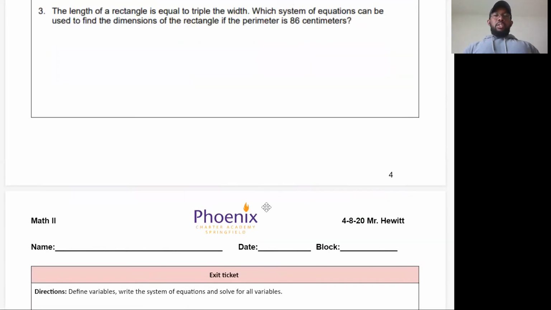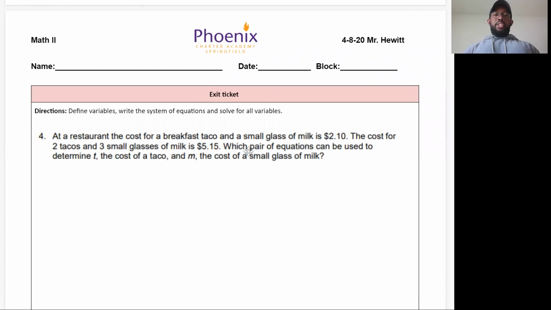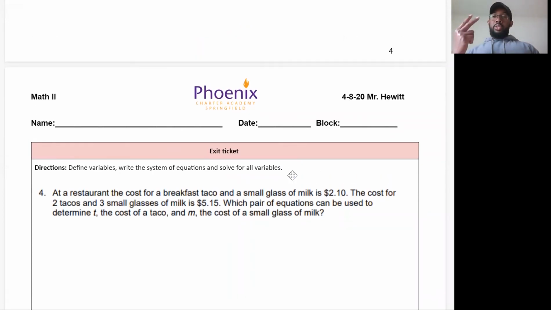Also take note of number 4 here, exit ticket. Notice that it's asking you which pair of equations can be used to determine T, the cost of a taco, and M, the cost of a small glass of milk. So you're going to find those two equations, just like we did with our example. We came up with equation 1 and 2. That's all it's asking you to do here with number 4. Your exit ticket, the only thing you're going to do is find equations 1 and 2. There's no need to solve it. Just find the equations that will enable you to solve it.